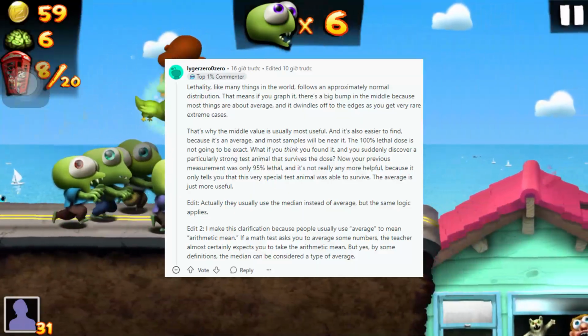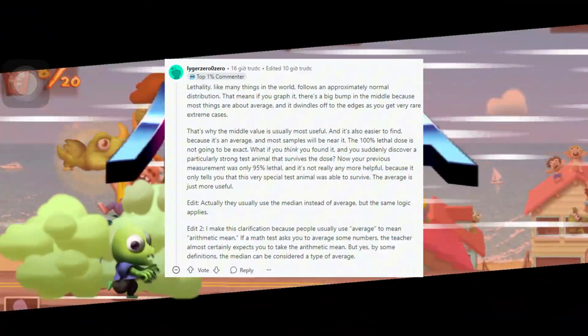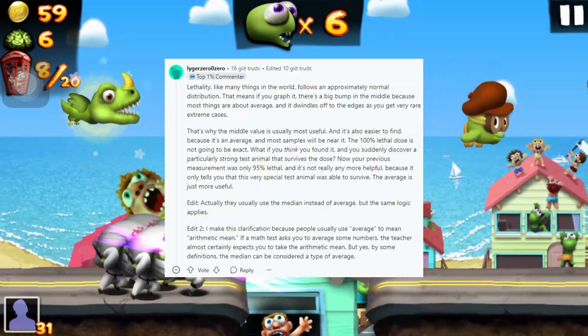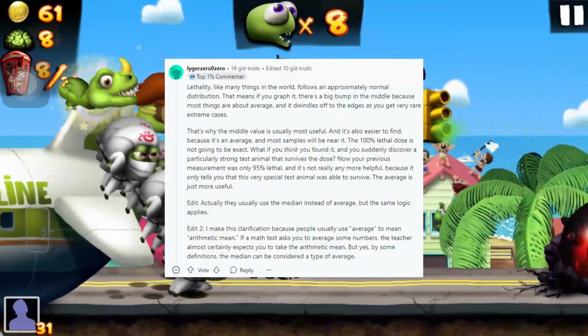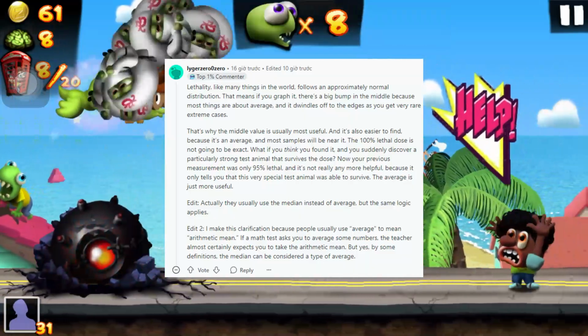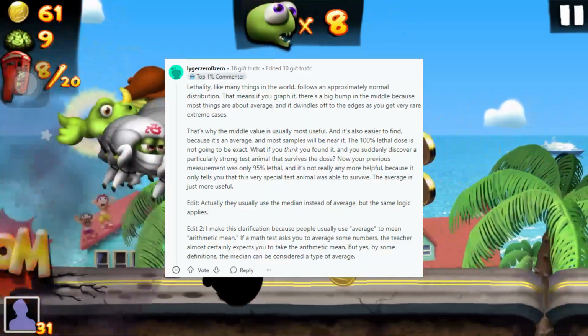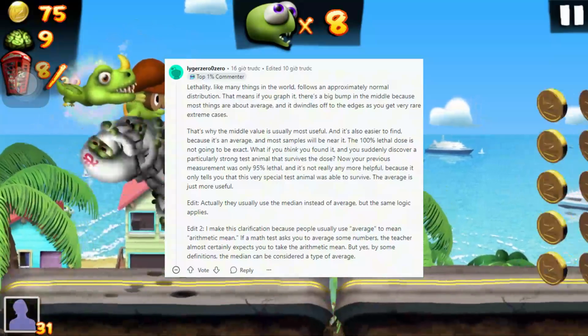The 100% lethal dose is not going to be exact. What if you think you found it, and you suddenly discover a particularly strong test animal that survives the dose? Now your previous measurement was only 95% lethal, and it's not really any more helpful, because it only tells you that this very special test animal was able to survive. The average is just more useful.